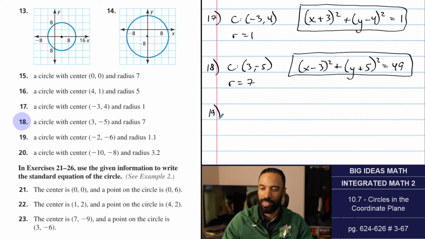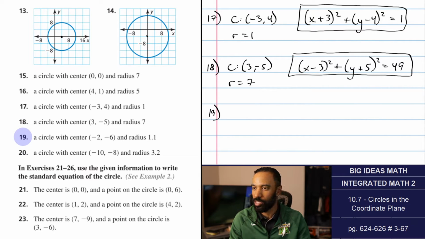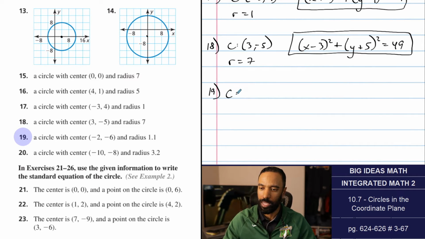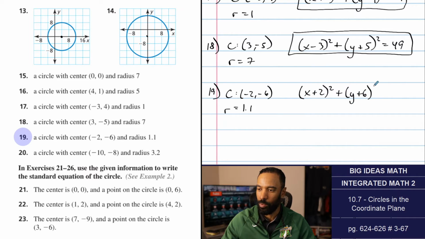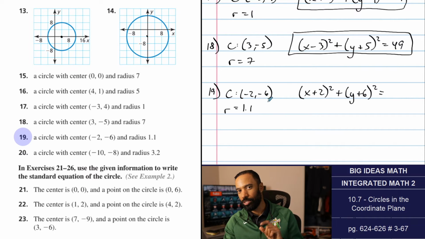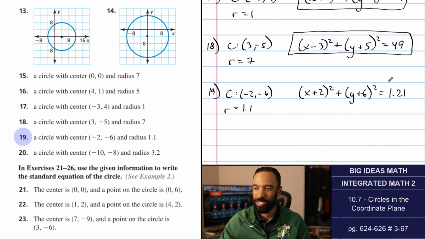And then two more in this set, numbers 19 and 20. We have negative 2, negative 6 as our HK. So this will be, boom. And then radius is 1.1. I should know that squared. This is going to be x plus 2 quantity squared plus y plus 6 quantity squared equals 1.21, since 1.1 squared should be 1.21. That is, again, 1.1 squared.